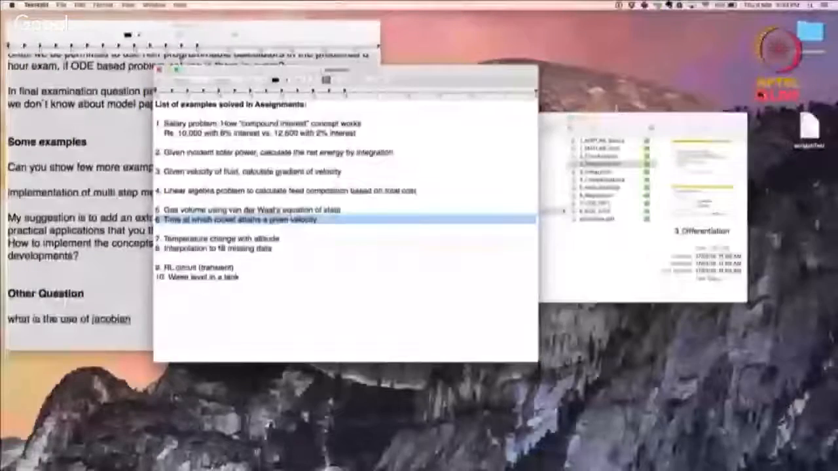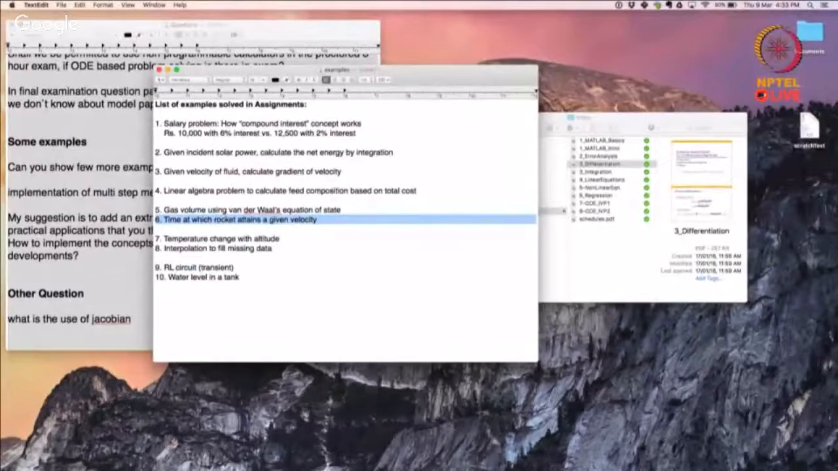It is used quite a bit in property estimation and so on, in research, as well as a little bit in industry as well. And the other type of problem was to find the time at which a rocket attains a given velocity. So this type of problem, where the second problem is a little bit of a design problem. So the example of a design problem from chemical engineering is this.